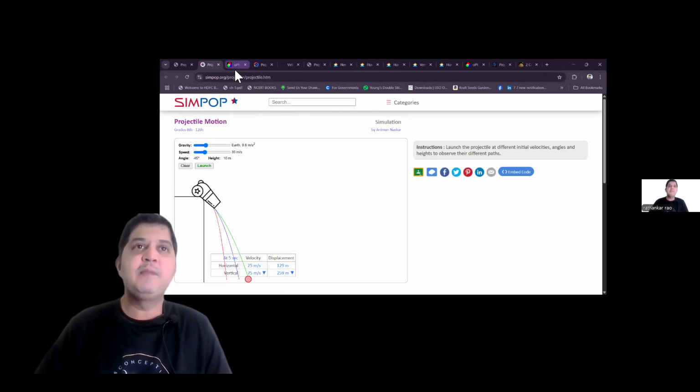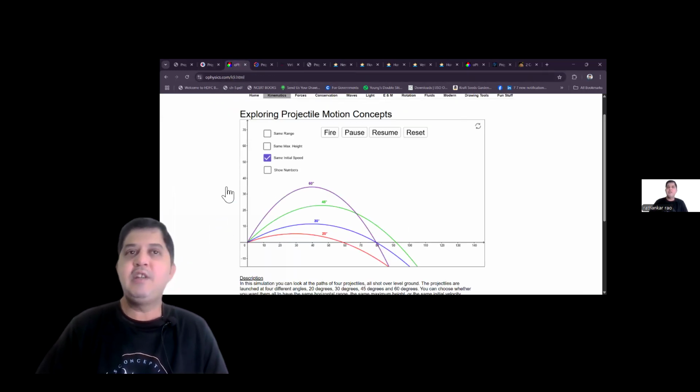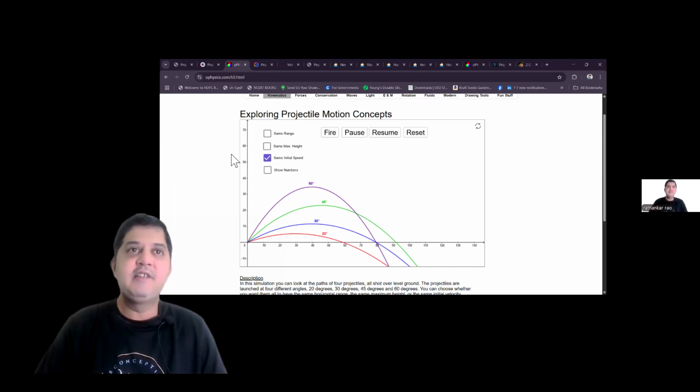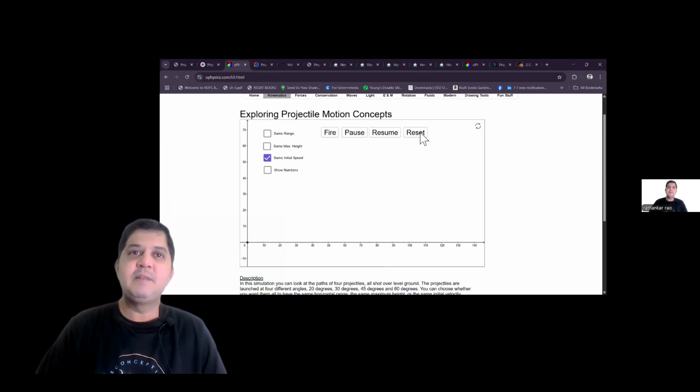Now let me take up the next one. Now here, this is a summarizing thing. So what does it tell you? This is from O physics. Let me reset this first. Now the question is, if I fire the projectile in such a way that all of them will have the same initial speed, for different angles of projection, what is this now here?